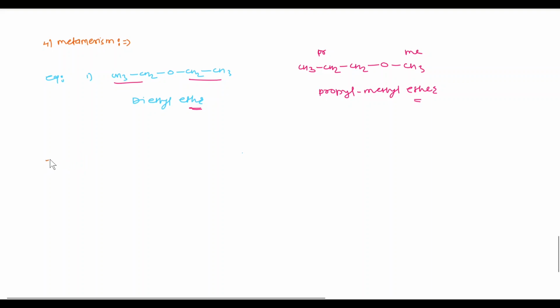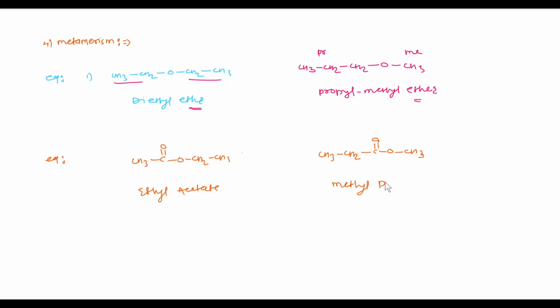Let us see another example. Ethyl acetate and methyl propionate. CH3, CO, O, CH2, CH3. This is called ethyl acetate. And the second one is methyl propionate. CH3, CH2, CO, O, CH3. This is called methyl propionate.